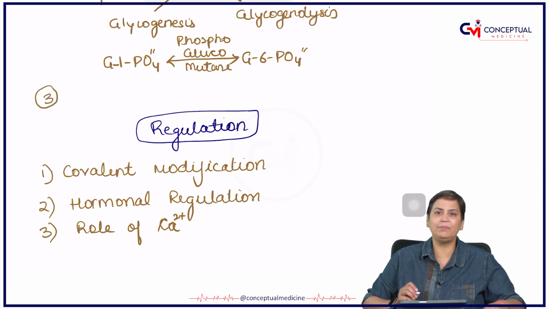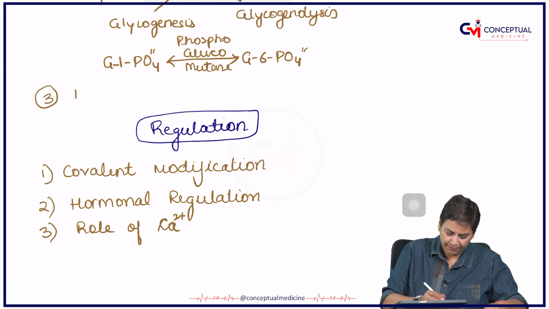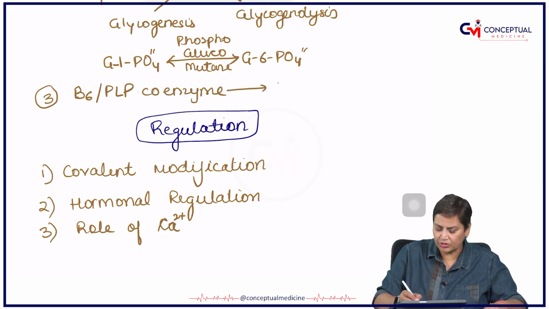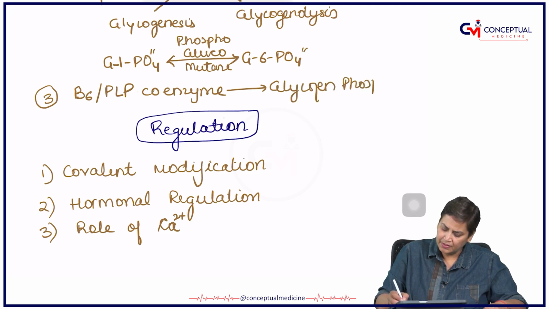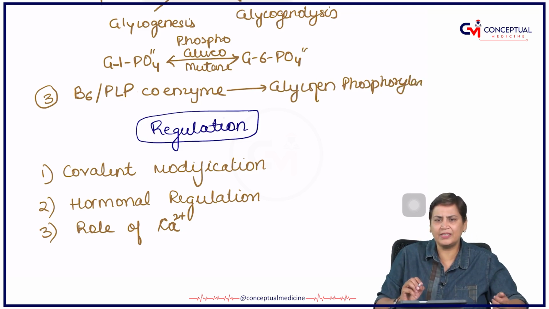Now one more thing I want to write here, the third point: PLP or vitamin B6 is a component of glycogen phosphorylase. B6 or PLP is the coenzyme for glycogen phosphorylase. And some 2 to 5% of glycogenolysis takes place in the lysosomes also, because after this we are going to discuss glycogen storage disorders, commonly called GSDs. There again that concept will come.